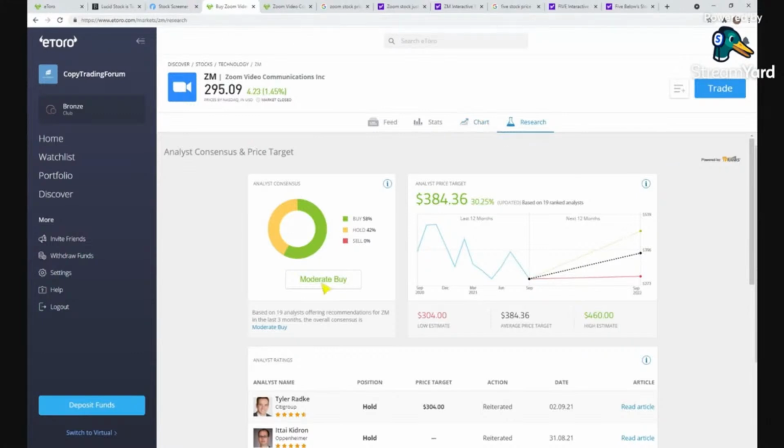for the next 12 months. They're saying it's a moderate buy. This is done by TipRanks. They're just as good as money.cnn, and it's even better. It gives you a percentage here: 58% of the analysts say to buy, 42% hold, and no sells. The analyst expectation for the next 12 months is 460 for the high, 384 for mid-range, and a low estimate of 304. And our price here is at the low estimate of 304.